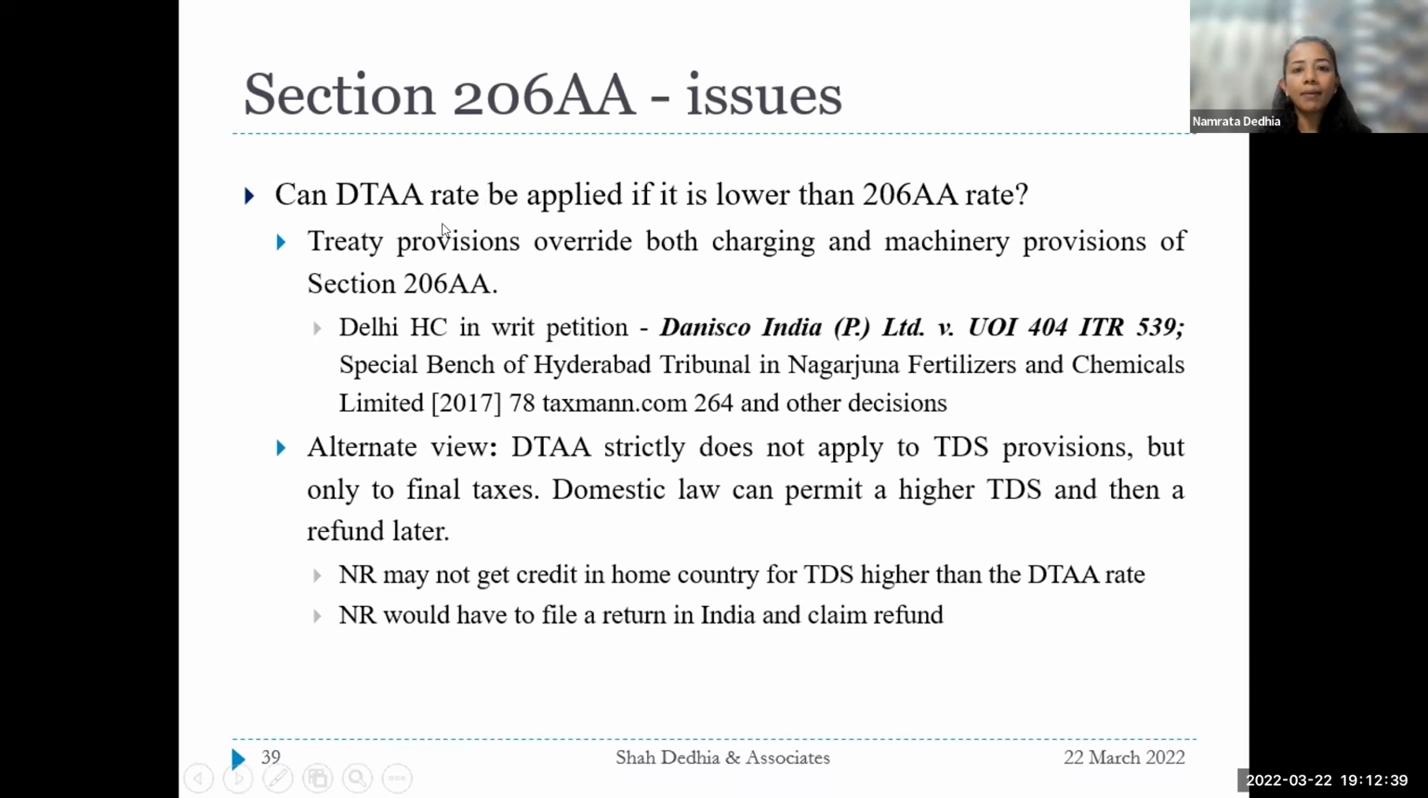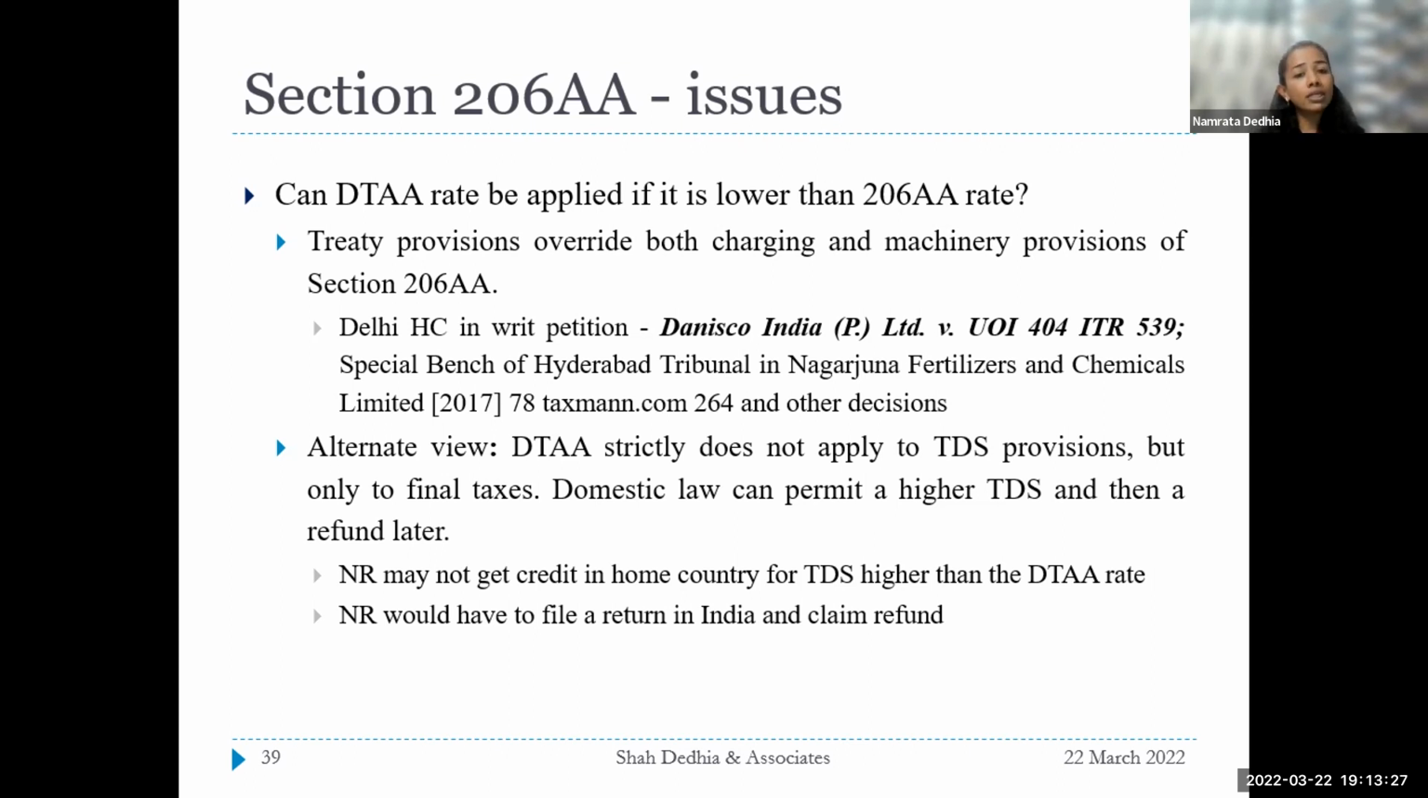So can the DTAA rate be applied if it is lower than 206AA? There are both views. We have the Delhi High Court and other decisions also, which say that treaty provisions will override both charging and machinery provisions of 206AA. Or in other words, you cannot unilaterally override treaty provisions by introducing a provision under the Act. Which means if treaty provisions are lower than 206AA, then treaty provisions will apply. But then practically, in order to apply treaty provisions, you need TRC. If you have TRC, in most of the cases, anyway you will come out of 206AA after Rule 37BC was introduced. So it's not really a significant thing.